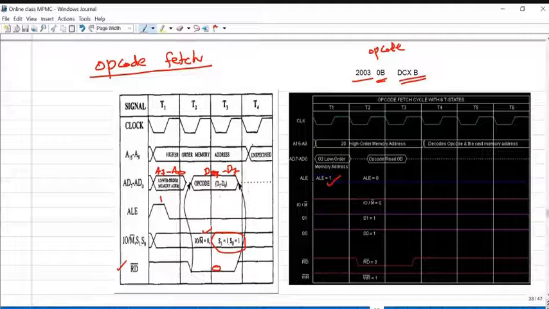During T1, ALE equals 1. So AD0 to AD7 hold the lower order address of the memory, and A8 to A15 hold the higher order address of the memory. During T2 to T3, the read bus operation is enabled, so AD0 to AD7 hold the opcode, that is 0B. Then T4 is decoding, then T5, T6. So the processor needs a minimum of 3 states to decode this particular instruction and complete this function.